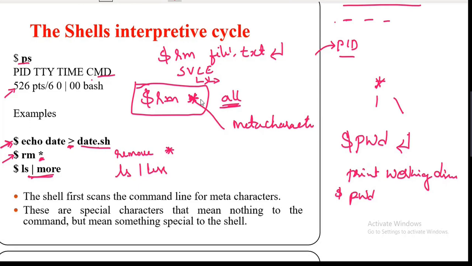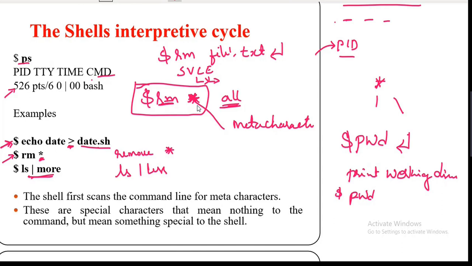Okay, so first it is going to check what meta characters I have specified. If there are none, it will directly run the command. In this case there are no meta characters. So here I have the meta character. For this, the asterisk has a predefined meaning: select all files. Whatever output comes here, it is going to select all the files, and that is given as an input to this command.